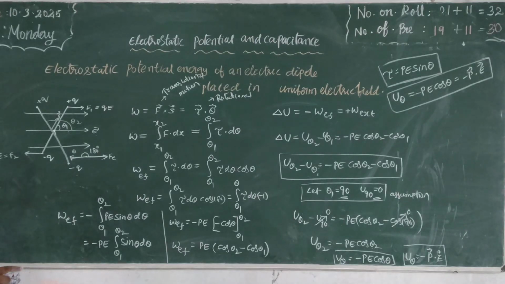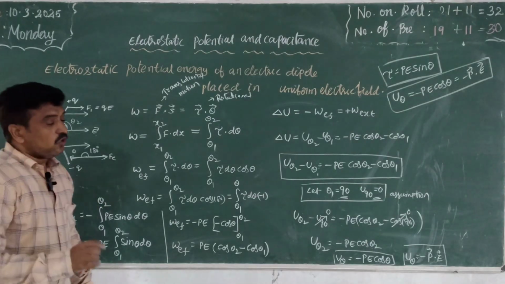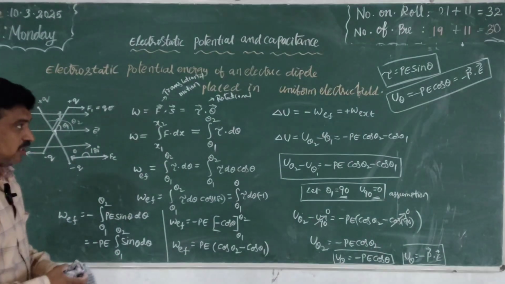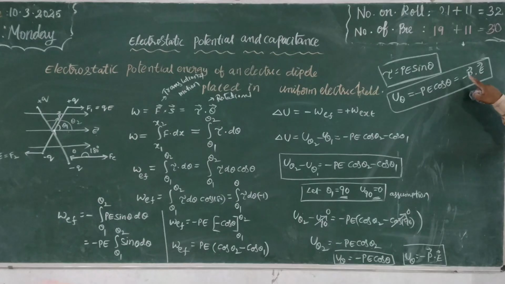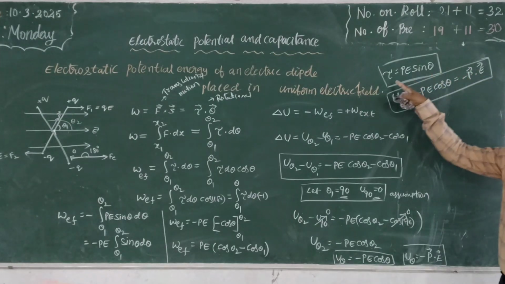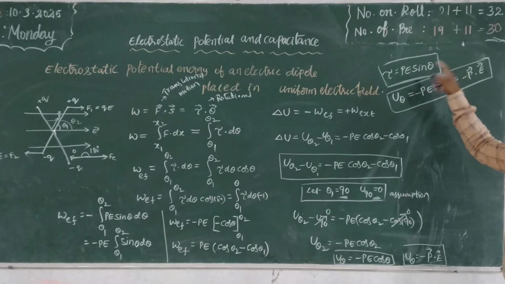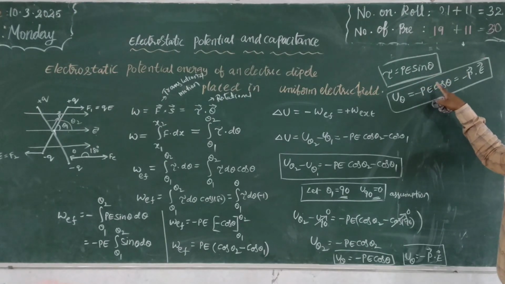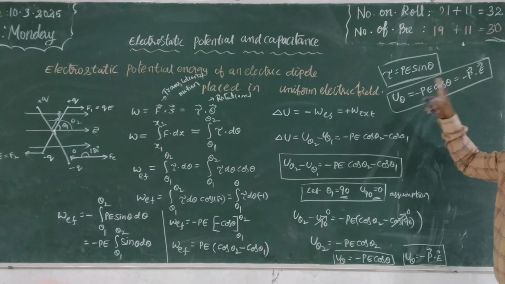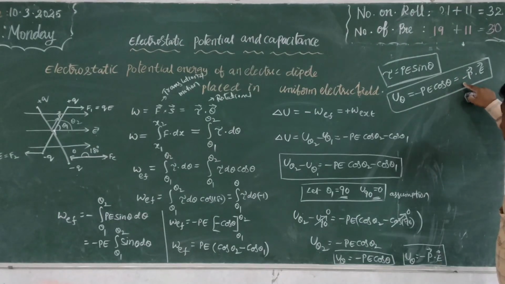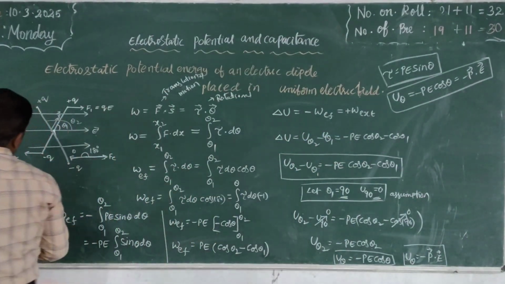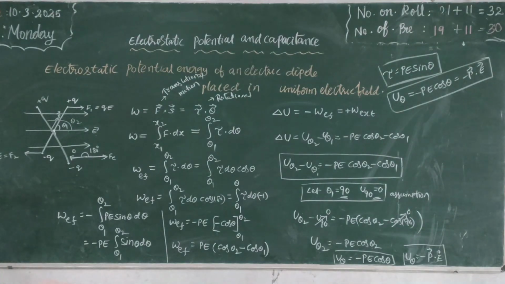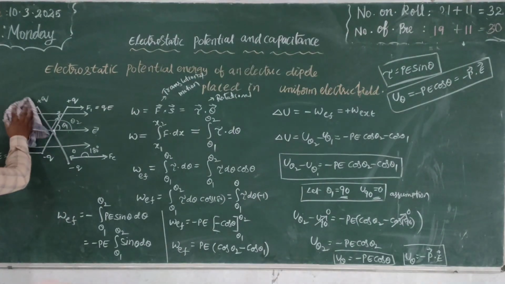It is the derivation of electrostatic potential energy of an electric dipole placed in a uniform electric field. What is the formula? U theta equals minus Pe cos theta, or we can write minus P dot E. Torque tau equals Pe sin theta. These two are the formulas we can use when an electric dipole is placed in the external uniform electric field. One is for electrostatic potential energy, the other is for moment of force or torque acting on the electric dipole. So now we can do some problems according to this.